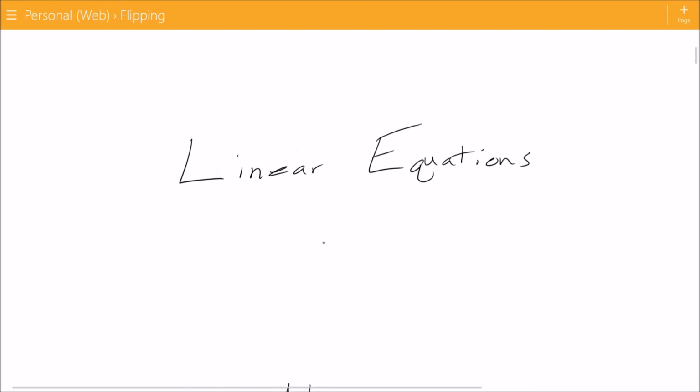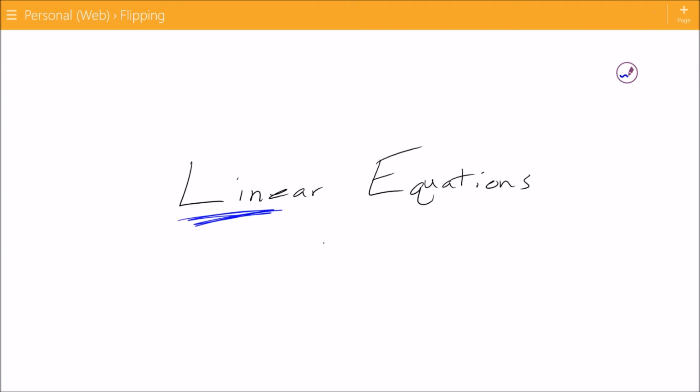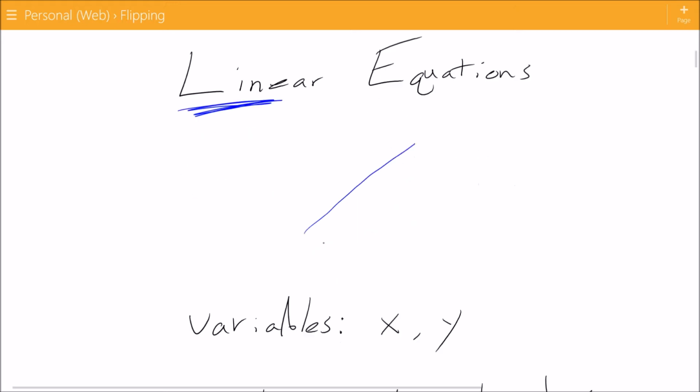Now, the first thing to take note of here is when we're talking about linear equations, we've got this word in here, line, and that's important because you can expect a line if you ever graph this out. This line reflects a constant change, just like a line is constantly going up at the same rate. That's what a linear equation is going to model, that same change.